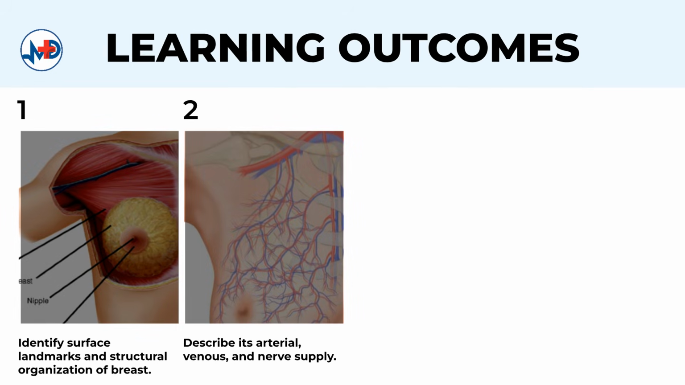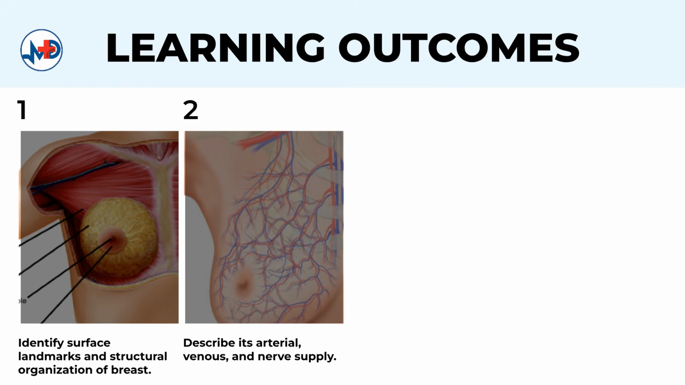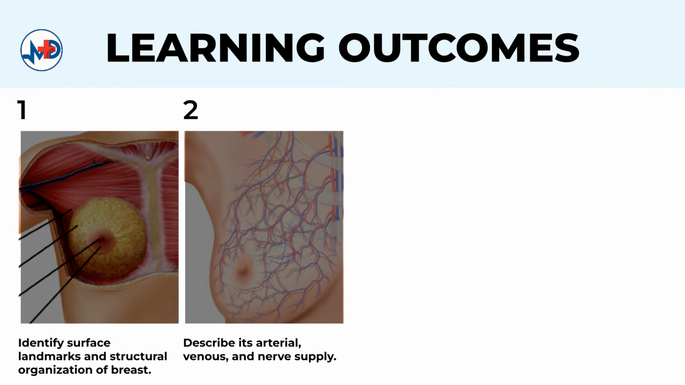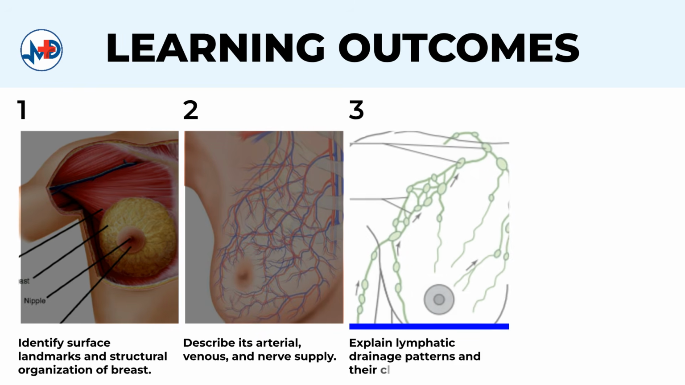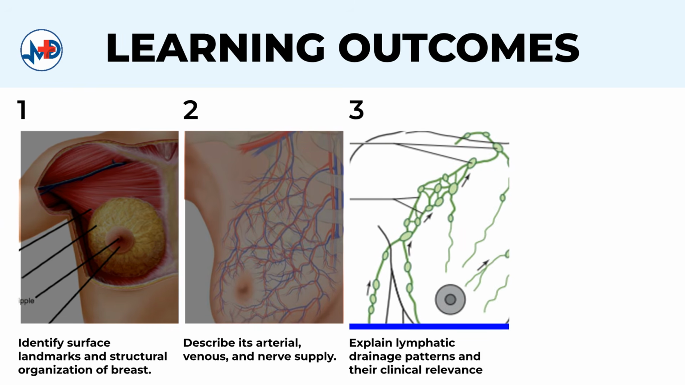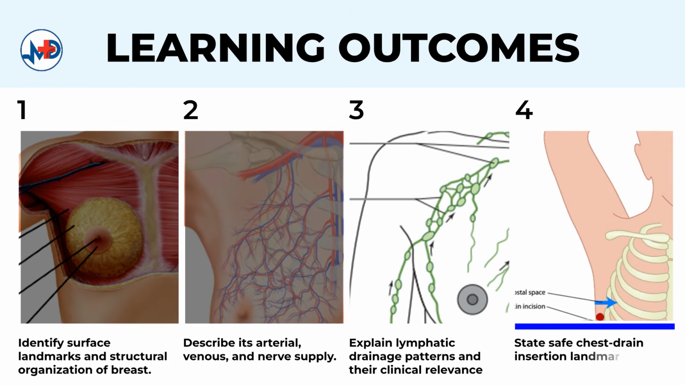We've already covered the first two learning outcomes in the CME Academy module on breast anatomy part 1. Make sure to check it out if you haven't watched the first part. In this video, we're focusing on explaining the lymphatic drainage patterns and their clinical relevance, particularly for malignancy or infection, and stating the safe chest drain insertion landmarks.